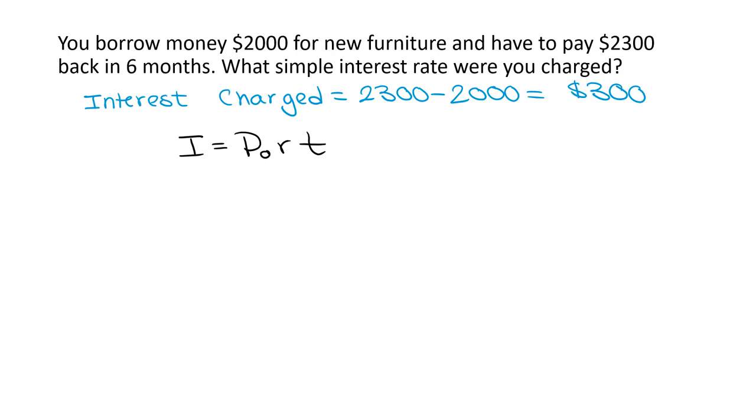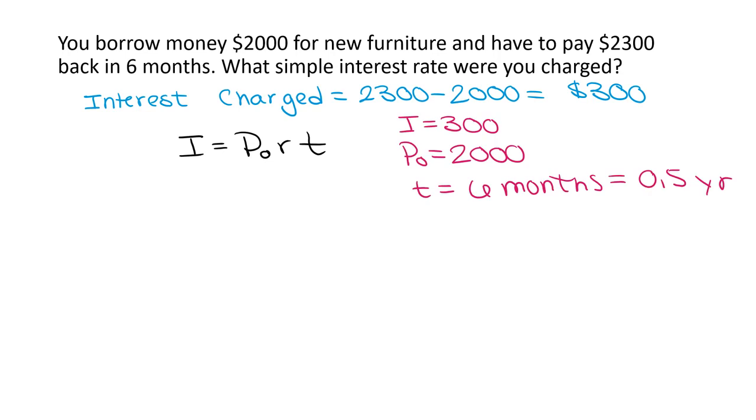All right, so we know how much interest we paid. That was $300. That's going to go into I in the formula. And this time we're trying to find R, the interest rate. The P, the principal, is the $2,000 we borrowed. That's our initial investment, or in this case, amount that we borrowed. And the time is 6 months, which would be a half a year. So I am going to plug those numbers in. 300 for I, 2,000 for P, and 0.5 for T. And now I can solve for R.